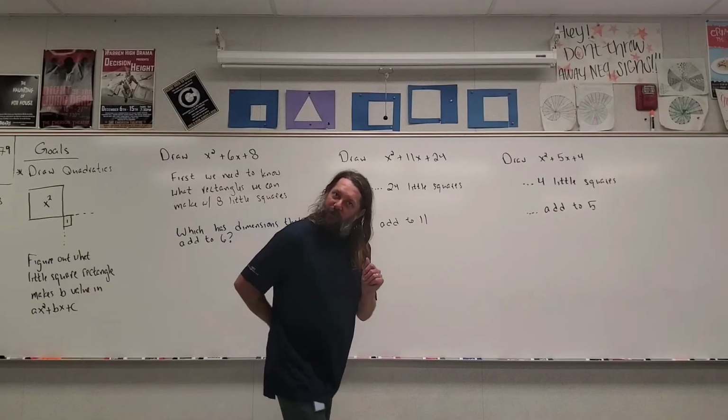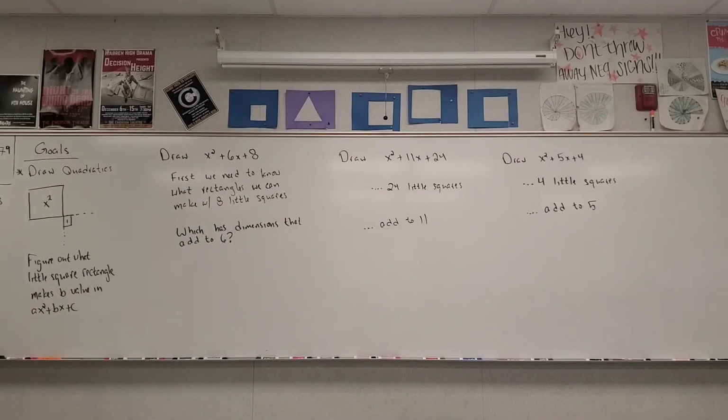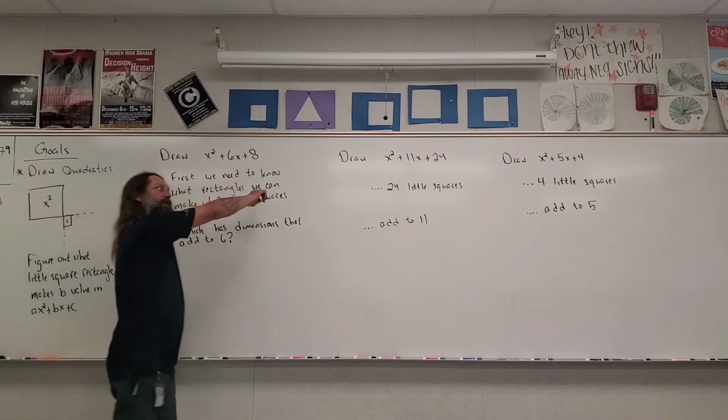I'm back, so let's go ahead and continue with this goal. And let me just remind you what I pointed out in the previous part of this video. Remember, when we're going to draw this, top left goes x squared, and off the bottom right corners we draw our little rectangle using our tiny squares. So we need to figure out what little square rectangle makes the b value in ax squared plus bx plus c. This is what all these are written as.